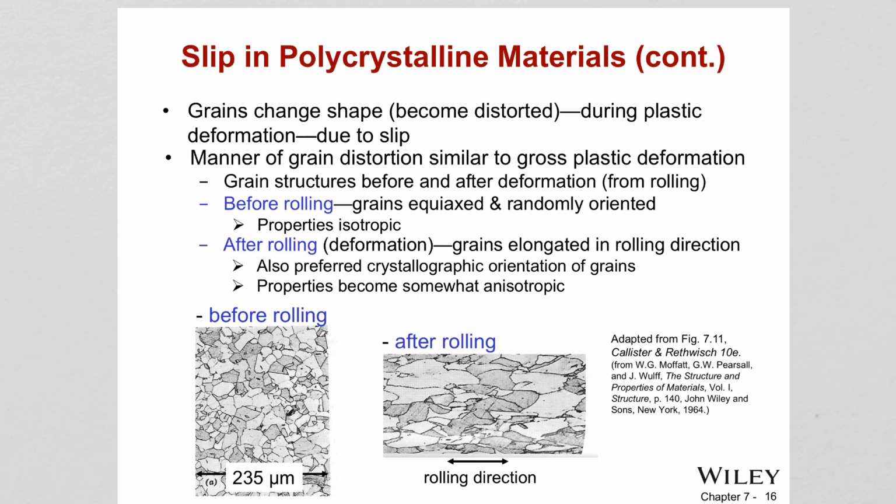So when we compare polycrystalline metals with the single crystal, we know that polycrystalline materials require higher stress levels to initiate slip and yielding. And this is because of the geometric constraints that are imposed on the grains.